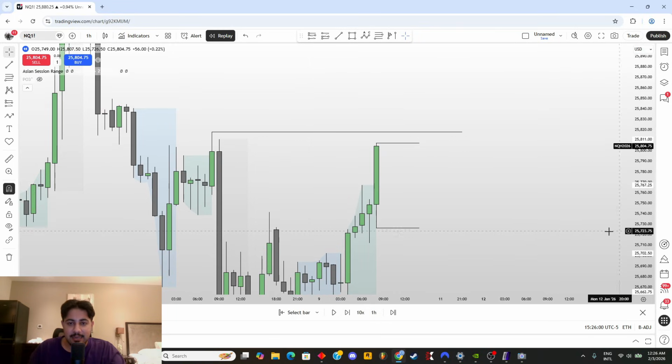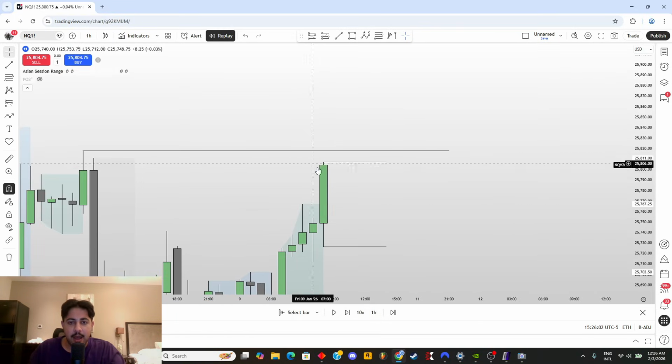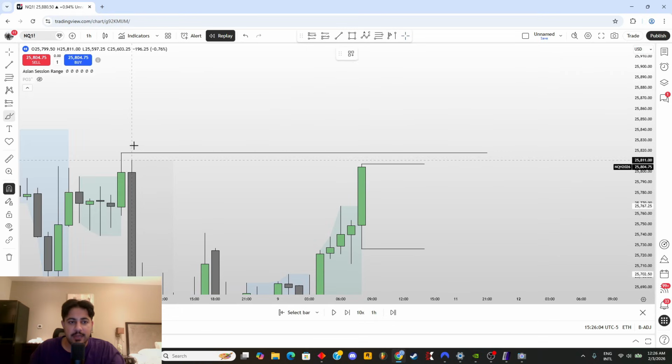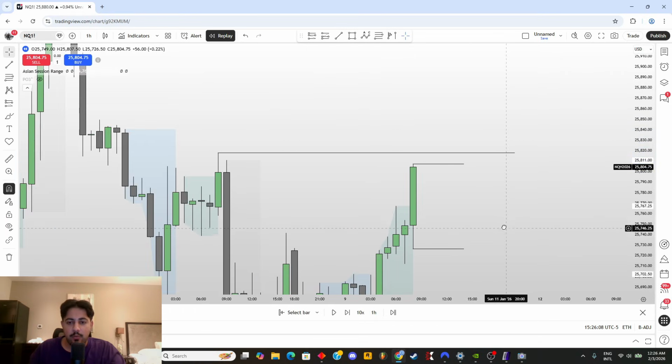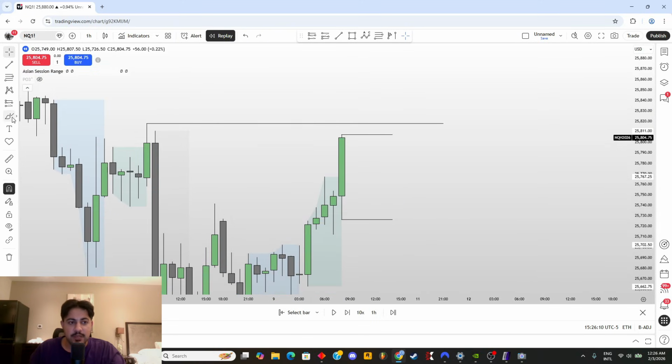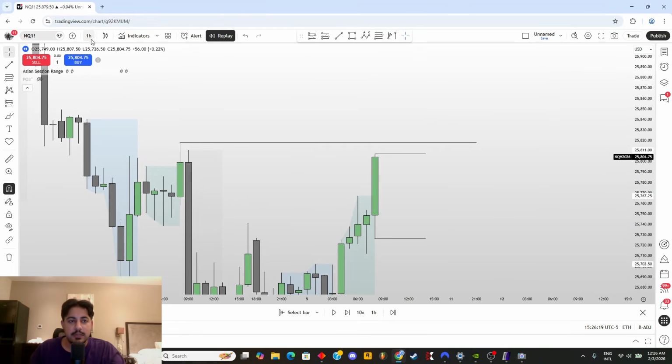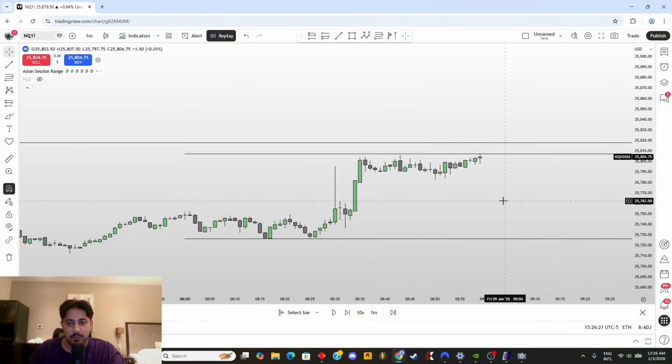So what I'm expecting is if price takes out the 8 a.m. high, I also want the price to take out this PD array, right? This high over here. So now we also have the 8 a.m. low. So if price wants to reverse from here, it can take out the 8 a.m. low as well. But I would like to see this low being swept as well.